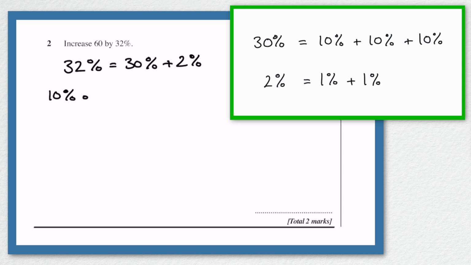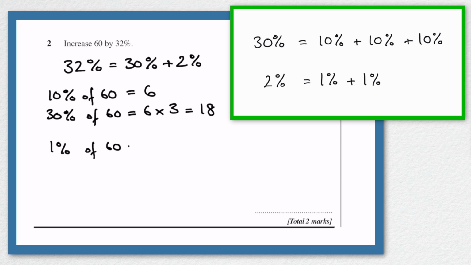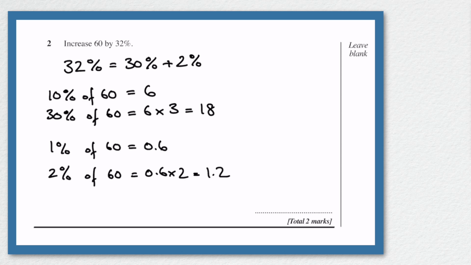So 10% of 60 is 60 divided by 10, which is 6. So 30% of 60 is 3 lots of 6, which is 18. 1% of 60 is 60 divided by 100, which is equal to 0.6. So 2% of 60 is 2 lots of 0.6, which is 1.2. So to increase 60 by 32%, we have 60, add 18, add 1.2, which is equal to 79.2.